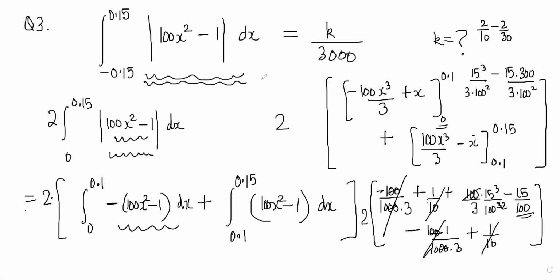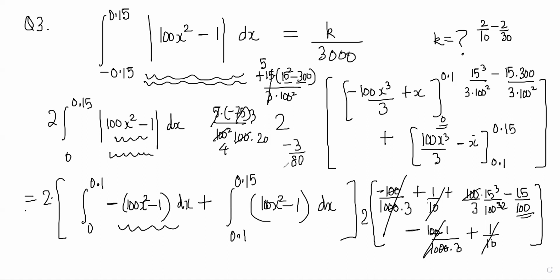So you are getting minus, you can take 15 common. You are getting 15 square minus 300 by 3 into 100 square. So this becomes 5 here. And this is 225 minus 300. So 5 into minus 75 by 100 square. So 100 gets cancelled. You have 100 left and here you get 20. And this becomes 3 by 4. So you get minus 3 by 80.